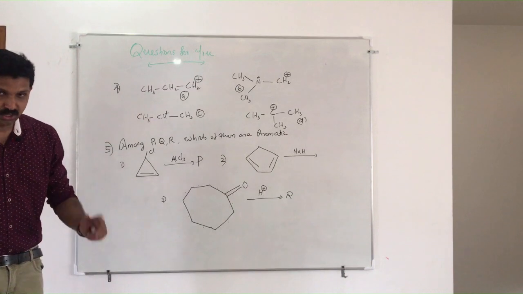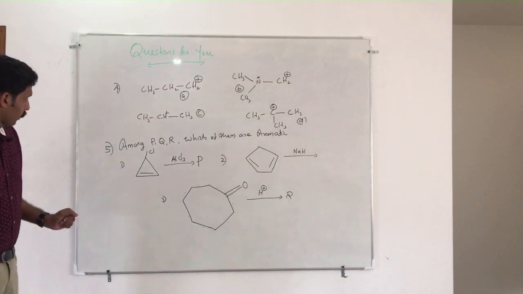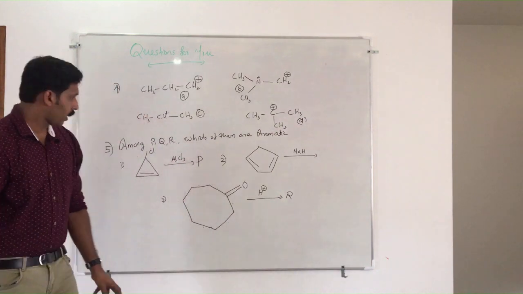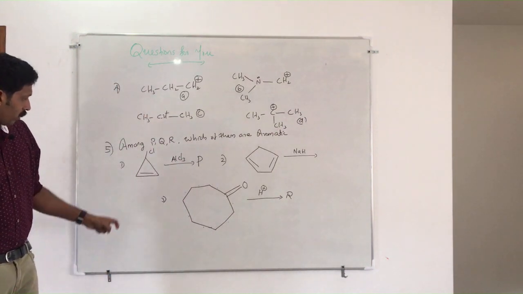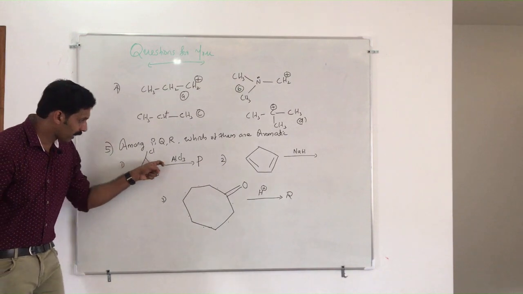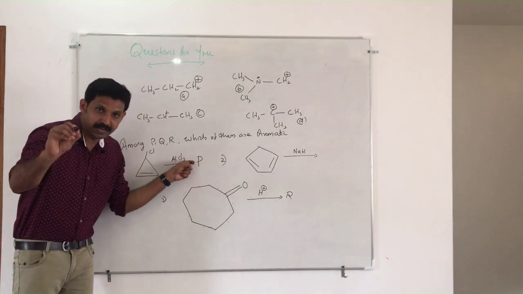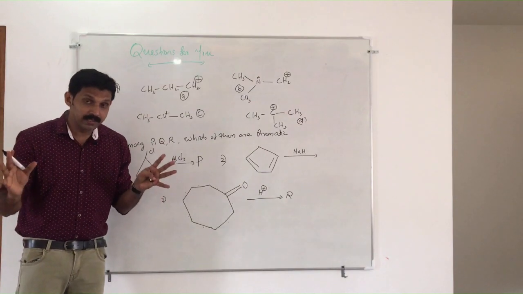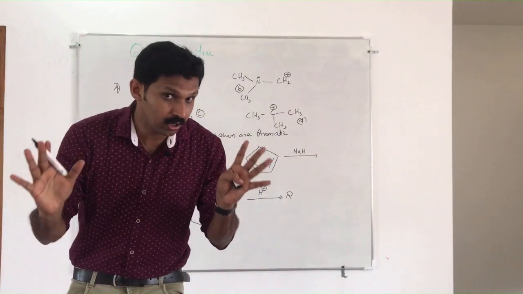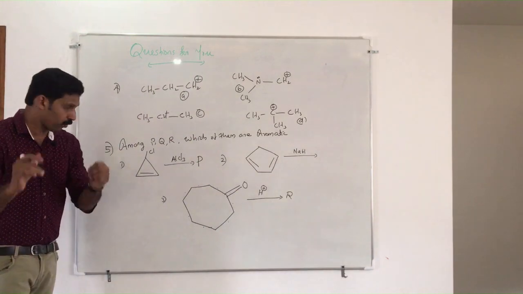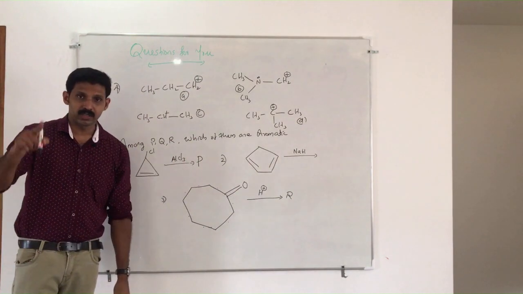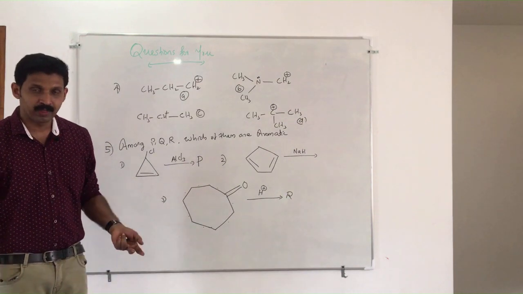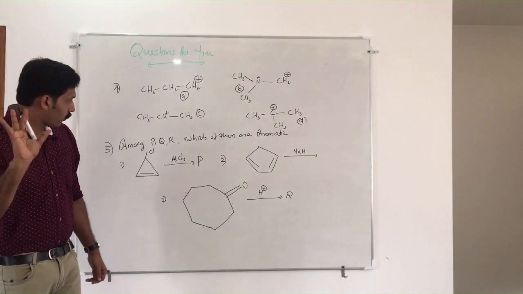And the last question for your self-assessment. Among P, Q, R, which of them are aromatic? This compound, on reaction with AlCl3, P is formed. My question is, is this P aromatic or not? It's a clue for you: aluminum trichloride is a Lewis acid. It's electron deficient. So such a type of reaction only you have found.